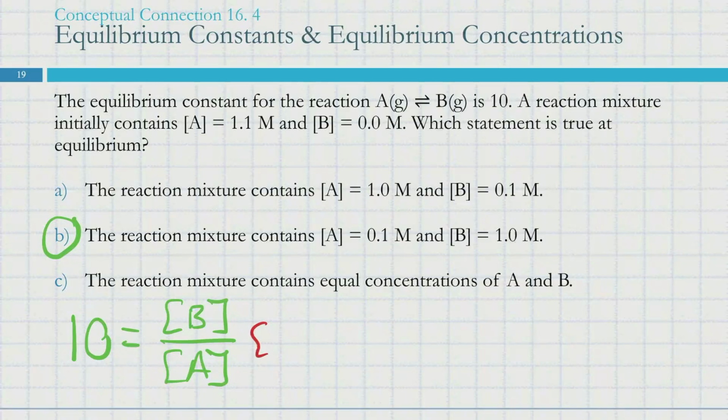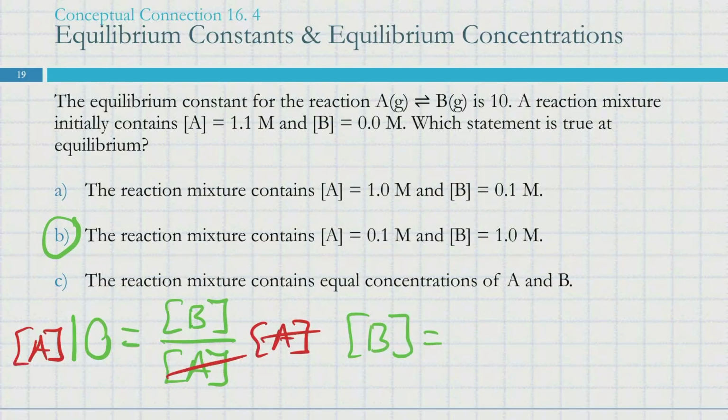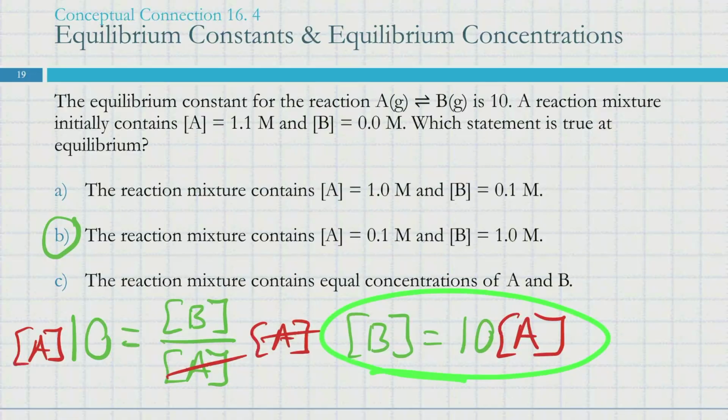If we wanted to, we could rearrange this. We would find out B equals 10 times the concentration of A. And in B, little b, our concentration of B is 10 times our concentration of A. That meets our description for our equilibrium constant, so that's the correct choice. Questions?